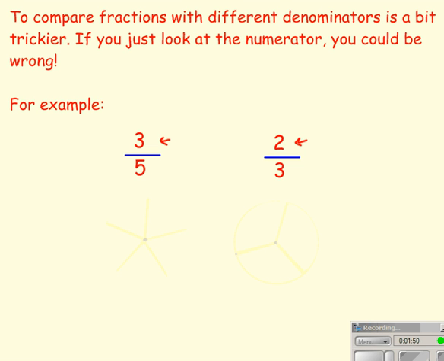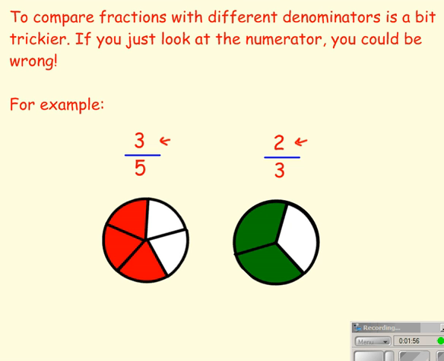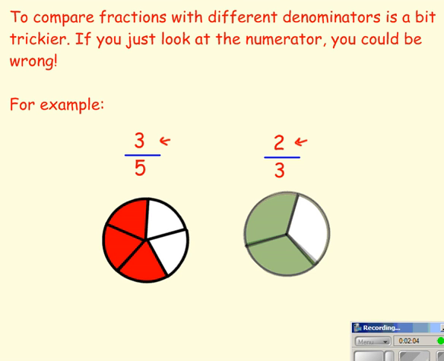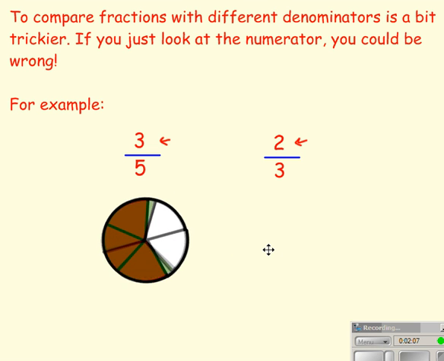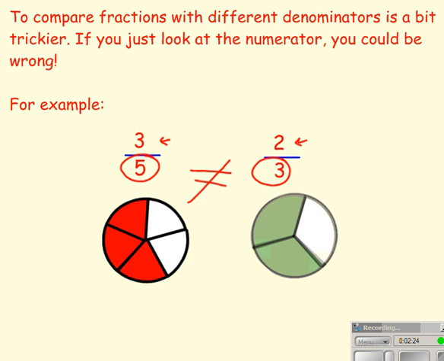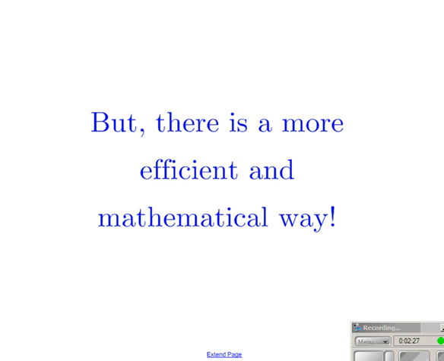However, when we look at them side by side, we see 3/5 here and we see 2/3 here. If I overlap one over the other, not working. Let's try that again. If I overlap this one on top of this one, you can see that actually 2/3 is larger than 3/5. So just looking at the numerator when we have unlike denominators does not work when it comes to comparing fractions. So we need another strategy. There is a more efficient and mathematical way, and we're going to look at that one.